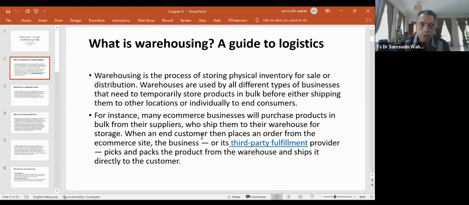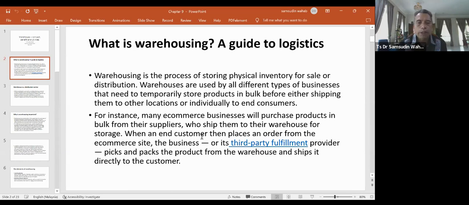Okay. So for instance, many e-commerce businesses will purchase product in bulk from their suppliers. When we talk about the quantity ordered, it is in bulk quantity. Sometimes we move to the merchandiser, so it's a bulk quantity. So we move this product from the warehouse to temporary storage, and they ship them to their warehouse for storage. When an end customer then places an order from the e-commerce site, the business or third-party fulfillment provider picks and packs the product from the warehouse and ships it directly to the customer.